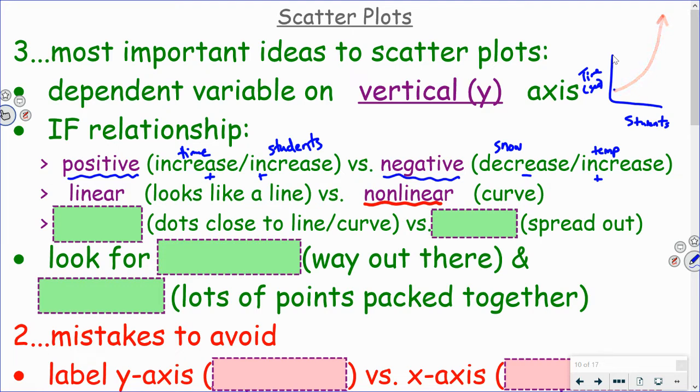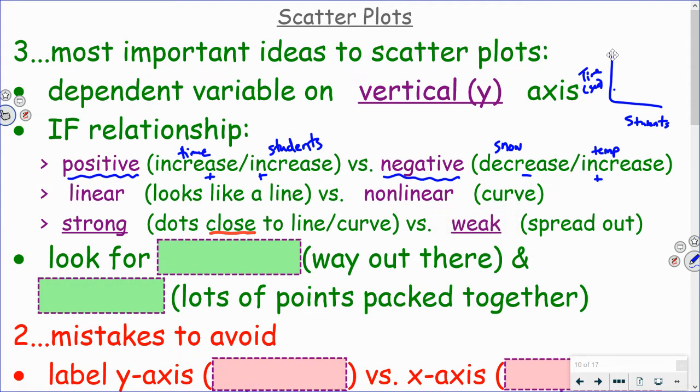All right, let's fill in some more blanks, shall we? When the dots are very close together, we would call that a strong relationship, compared to if the dots are more spread out. In that case, there might be a relationship, but we would say that as a weaker relationship. Okay, what do we call points that are way out there? Well, those would be outliers.